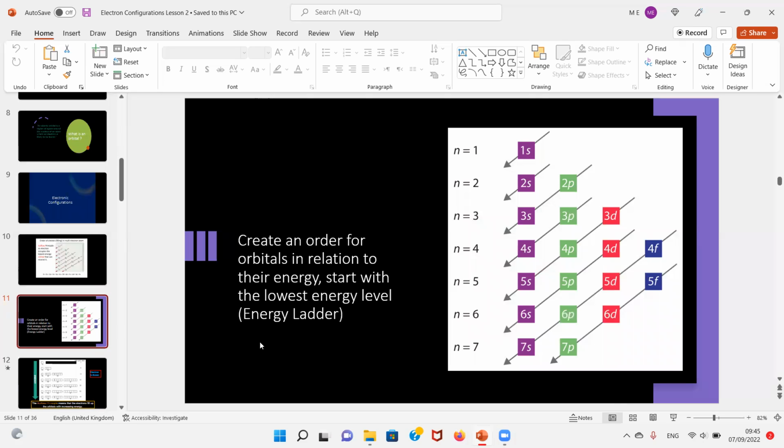What I want you to do now is to pause the video and to create the order of orbitals in relation to their energy, just like the one I showed you in the previous slide. So pause the video now, create that order on a piece of paper, and keep it beside you. Also, you can call this order energy ladder because you are going from the lowest to the highest.